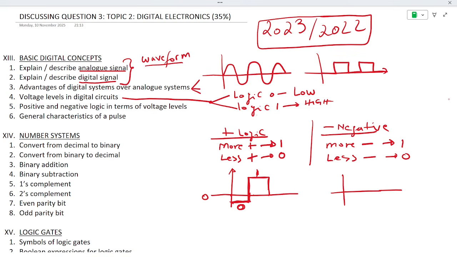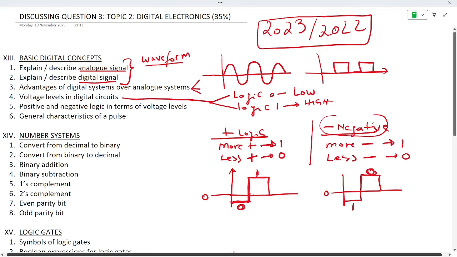Let's redraw the same thing with the negative logic. In a negative logic, this becomes a 1 and this becomes a 0. Why? Because we say more negative. The more it went below 0, the more negative it was, so it gave us a 1. And in the negative logic, the less negative, which means it's tending to the positive, it's actually positive, but it gives us a 0.